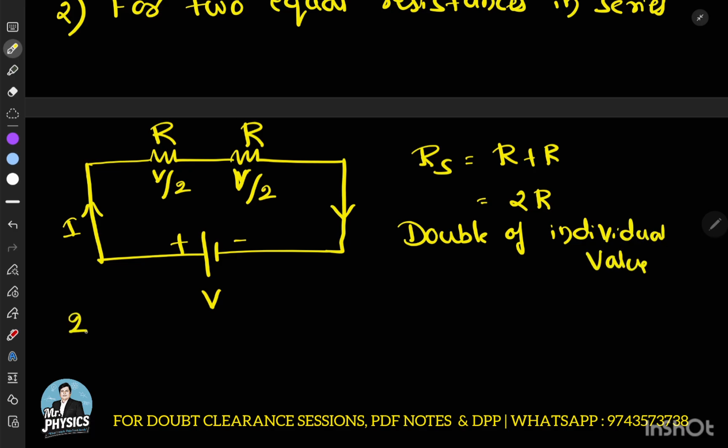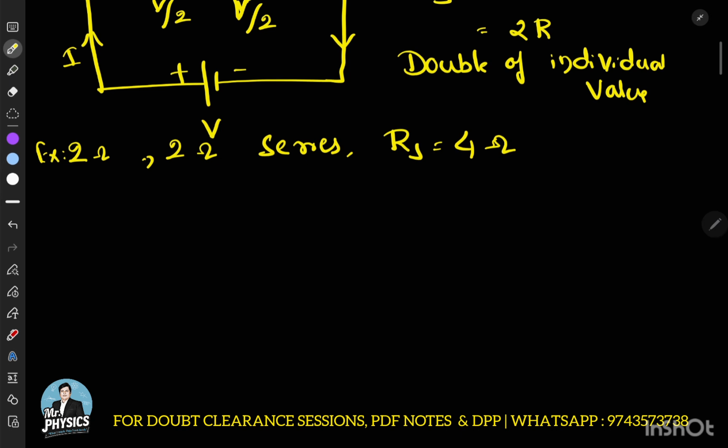For example, 2 ohm and 2 ohm in series, the answer is double, 4 ohm. You can just add also, not an issue, but it's just a small trick.